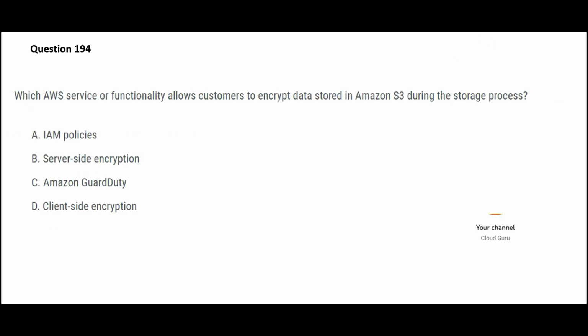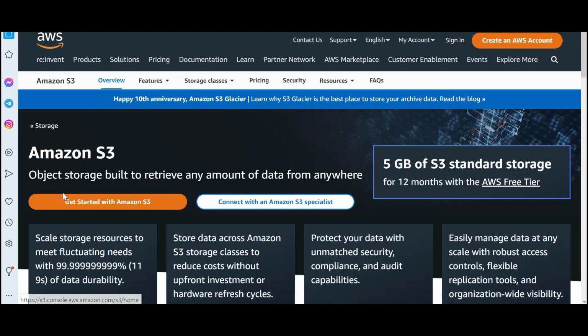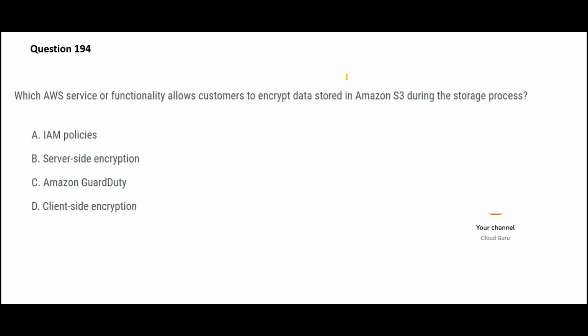Now let us look at the next question. See, you have an S3 bucket. S3 is an object store in AWS. It has unlimited storage. You can store files and any sort of unstructured data, like video files, audio files, data files. Now the question is asking which functionality allows customers to encrypt the data stored on S3 during the storage process. Whenever we are talking about encryption, there are two options: server-side encryption and client-side encryption.